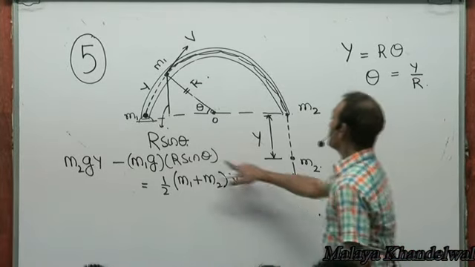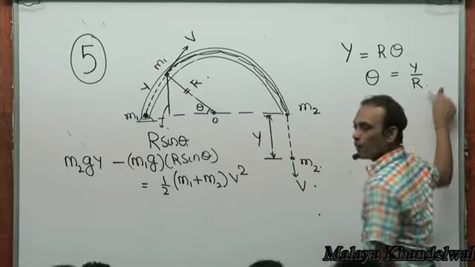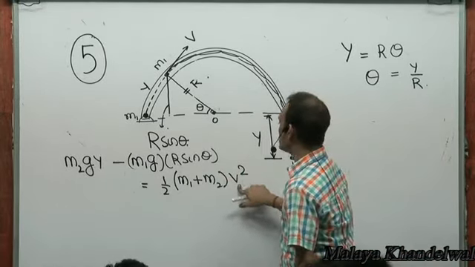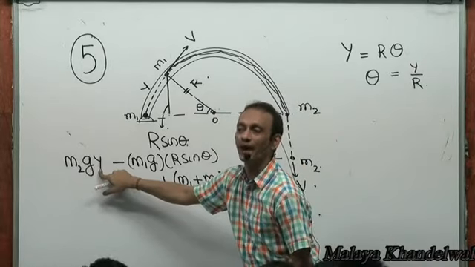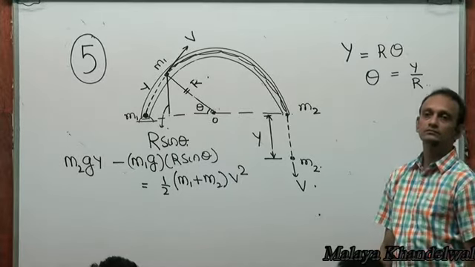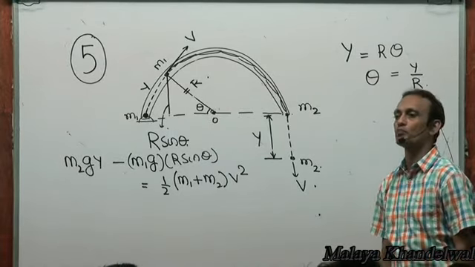Right? Where theta you can plug in as y by r, and solve for speed v as a function of y. Do you all understand this properly, perfectly?